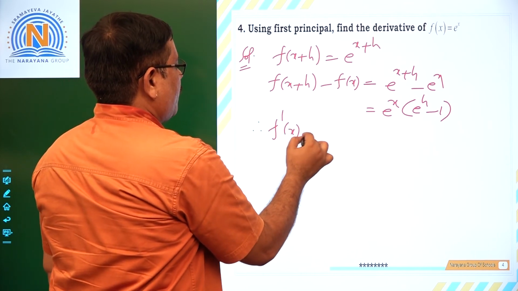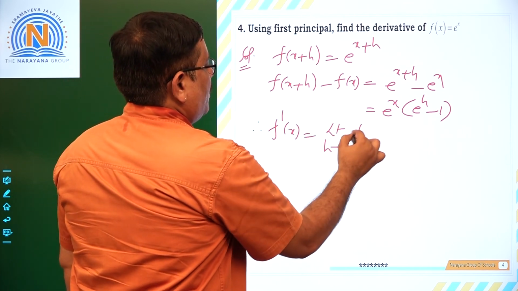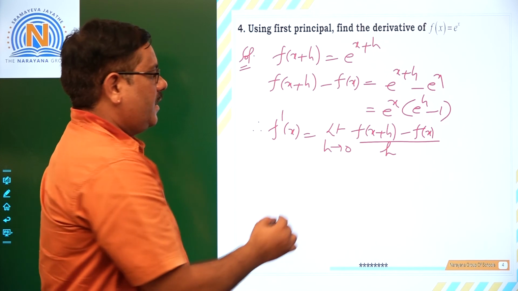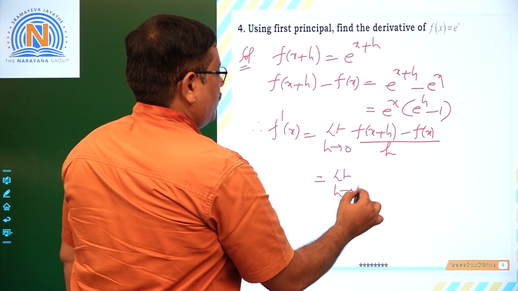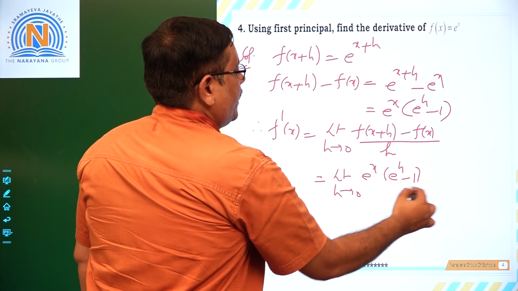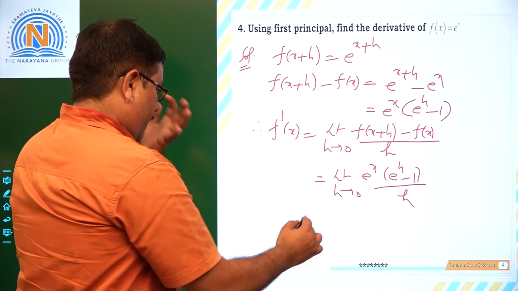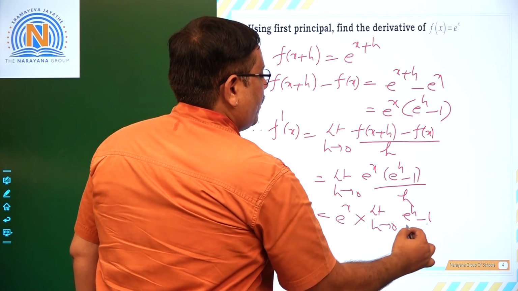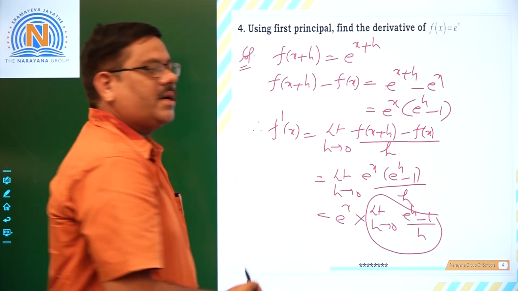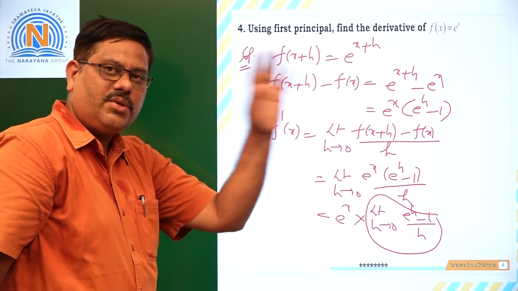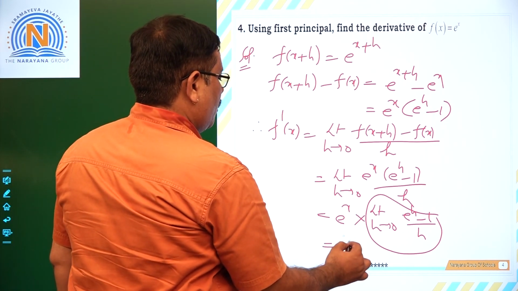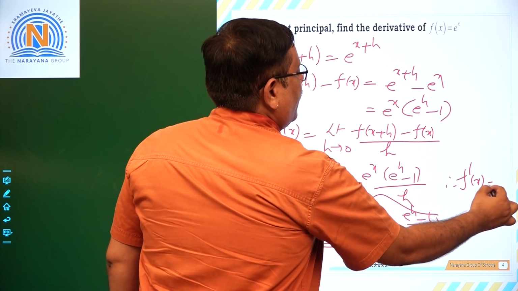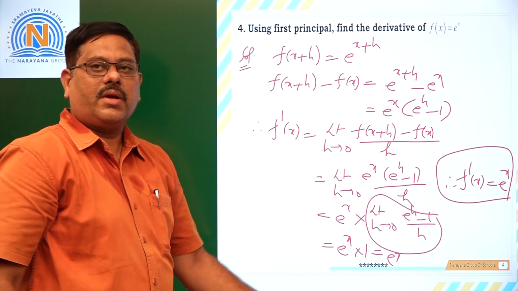Therefore, f dash of x is equal to limit h tends to 0, f(x+h) minus f(x) by h. This is the first principle, that is equal to limit h tends to 0, e power x times (e power h minus 1) by h. That is otherwise e power x into limit h tends to 0, (e power h minus 1) by h. This is a standard algebraic limit. E power h minus 1 by h, limit h tends to 0, is always 1. So that becomes e power x into 1, that is otherwise e power x. Therefore, f dash of x is given by e power x. It means the derivative of e power x is e power x itself.